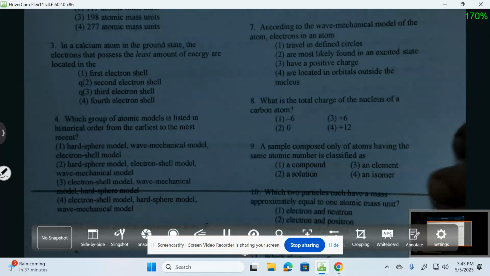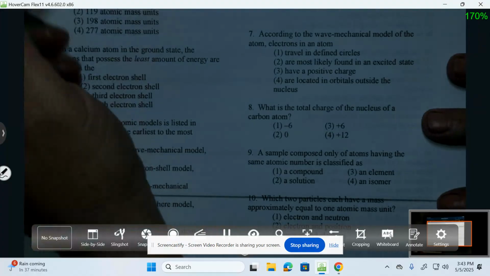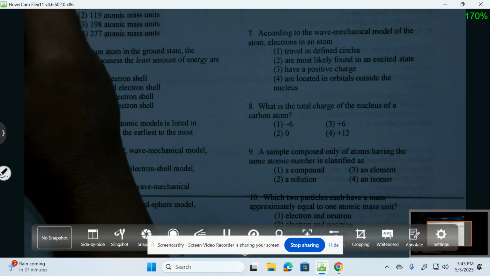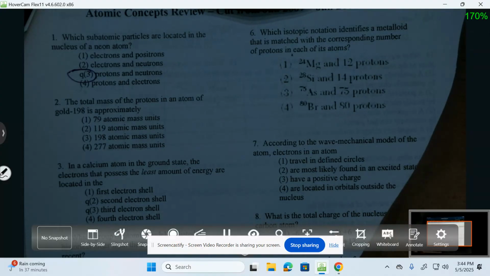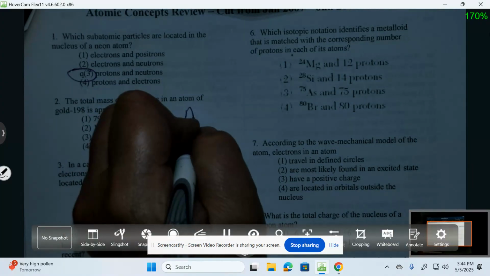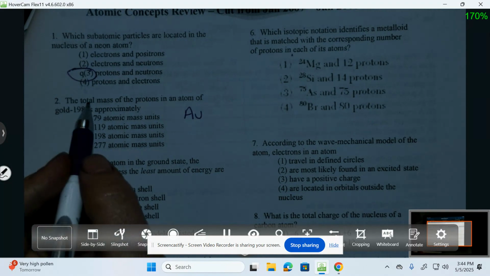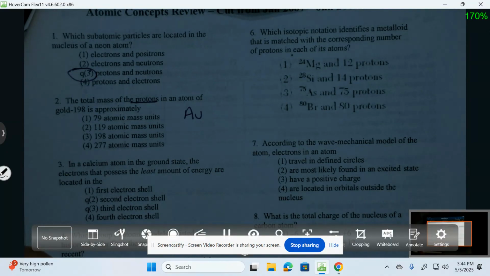Got some more Regents questions here. Alright, we'll be able to blast through these pages pretty quick. Which subatomic particles are located in the nucleus of a neon atom? Protons and neutrons are in the nucleus. What's the total mass of protons in an atom of gold 198? Gold has a symbol of Au. How many protons does it have? Total mass of the protons in an atom of gold 198. Only the protons.